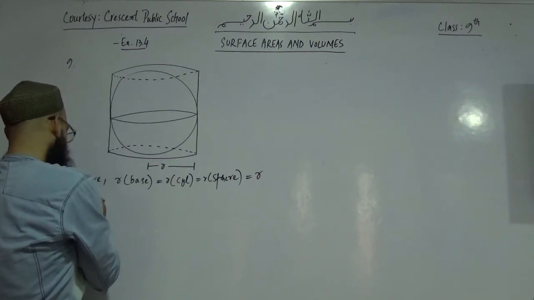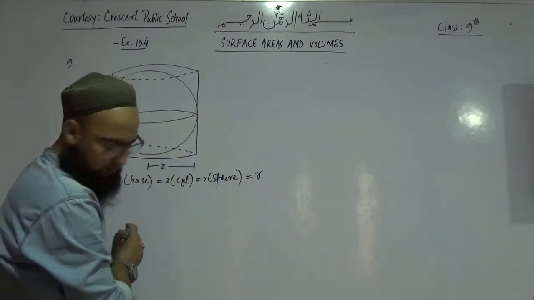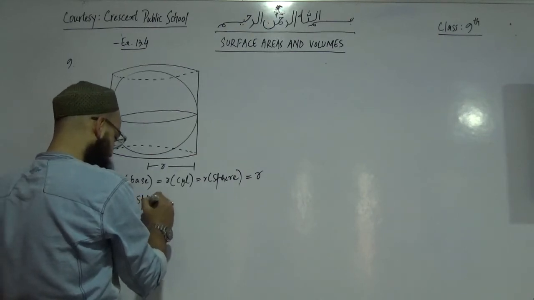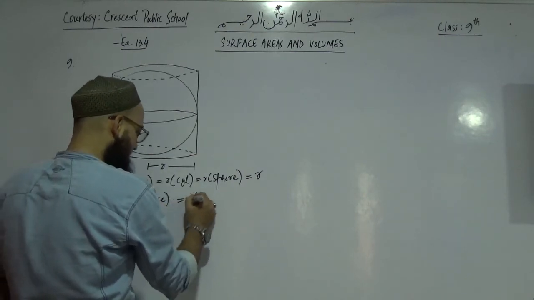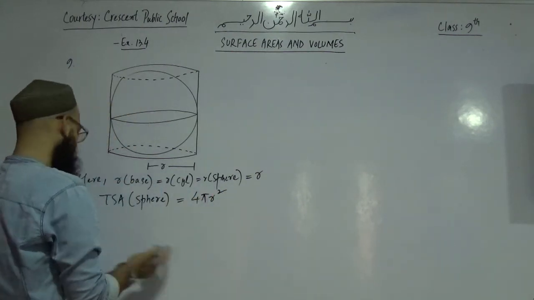Now let's have the first part. What is it? Surface area of the sphere, total surface area. TSA of sphere is 4 pi r square, and that's 4 pi r square because r is r.